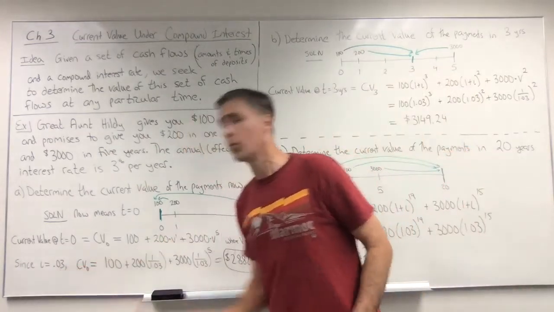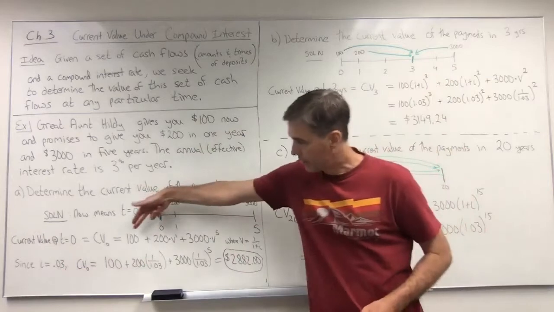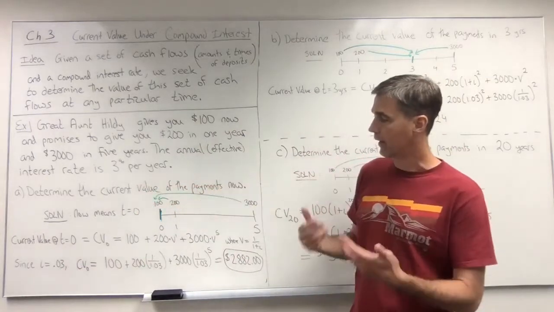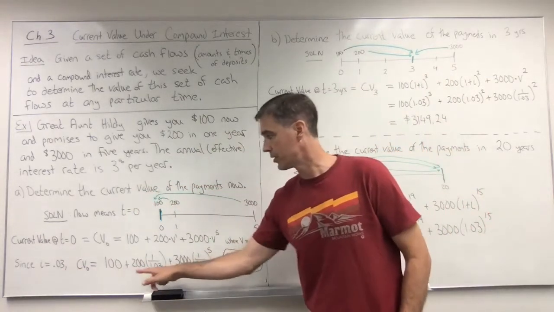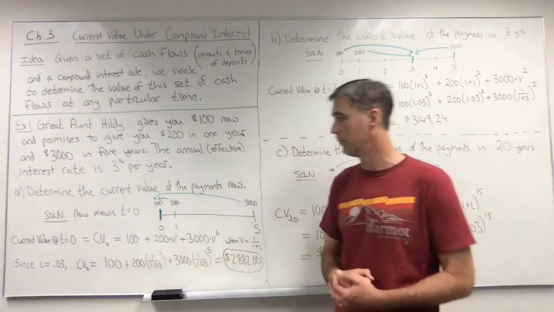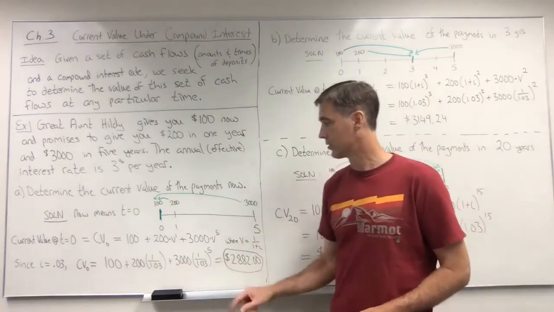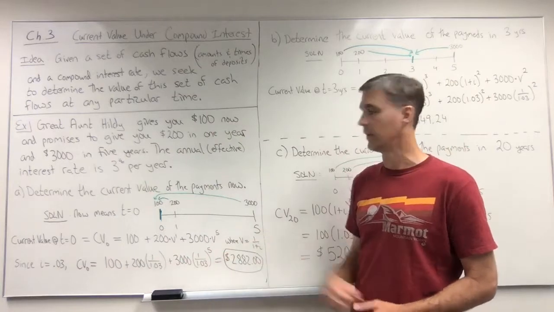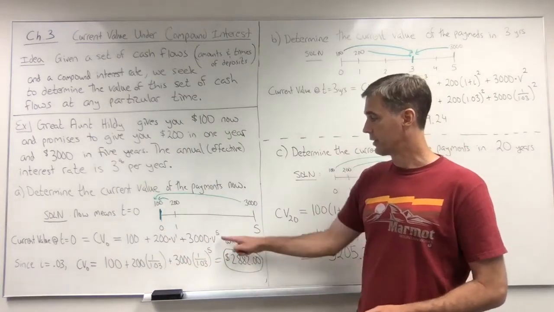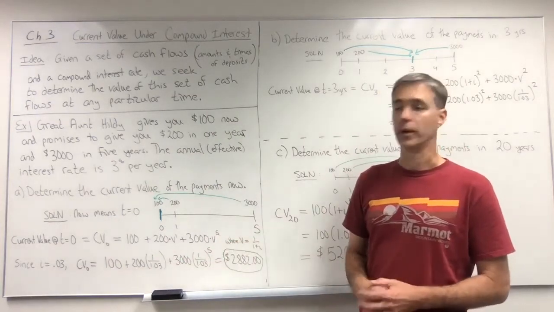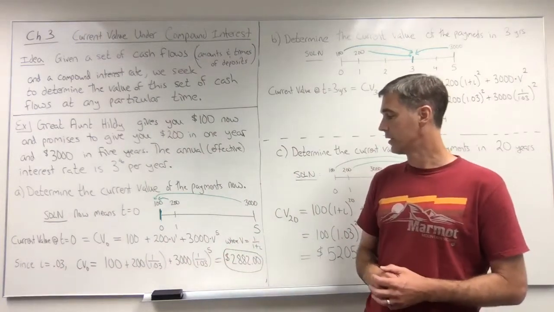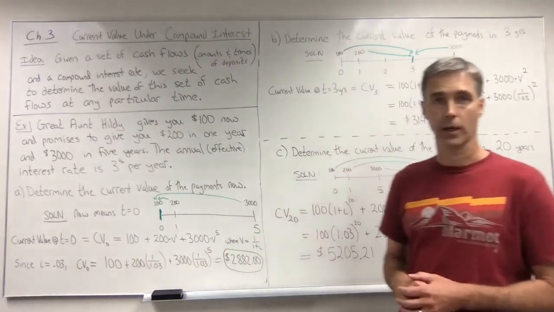Our I is 0.03. So when I throw in our value of I, this becomes 100 plus 200 times 1 over 1.03 plus 3,000 times 1 over 1.03 to the 5th, just replacing the V's with 1 over 1.03. That cranks out to $2,882 on the nose.